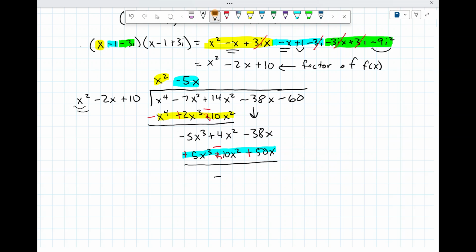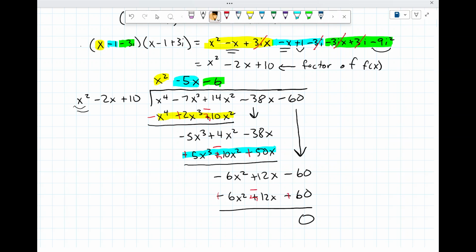I end up with negative 6x squared plus 12x. Bring down our negative 60. What do I multiply x squared by to get negative 6x squared? That would be negative 6. And again, here I'm going to multiply everything on the left by negative 6. So I get negative 6x squared plus 12x minus 60. And when I change all of the signs and I add them together, I get a remainder of 0.